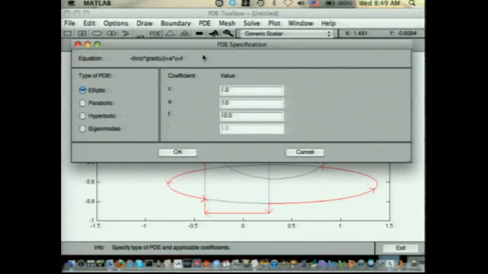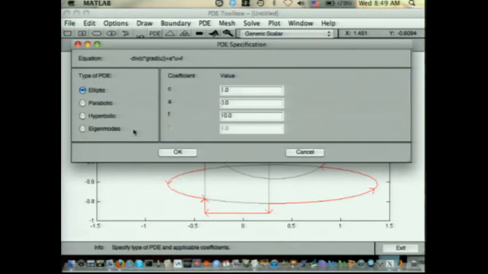PDE specification. Here's where the magic all sits, in some sense. If you look at this, the first line says equation. It gives you the equation for U, right there. And notice I have 4 little check boxes. I can solve an elliptic equation, a parabolic equation, a hyperbolic, and eigenmodes.